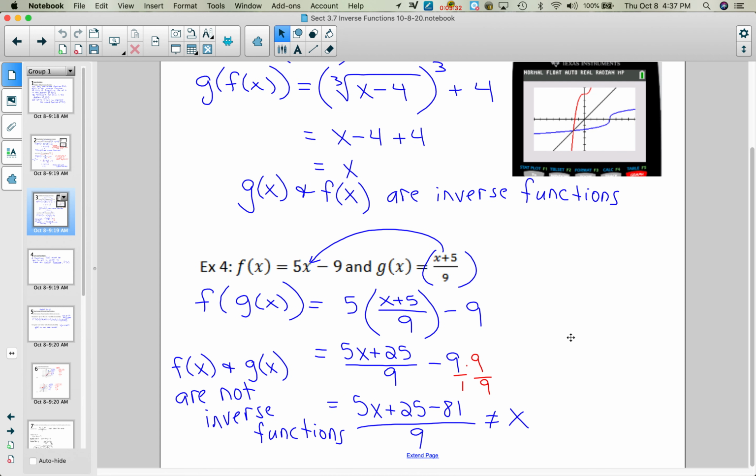Then for example 4, we had f of g of x, so I put g of x inside of f of x. Nothing cancels, so I multiplied by 5. And then I found a common denominator, which would be 9, so this became an 81 over 9. And I could tell that I'm not going to get x. Even if you don't work it out to simplify it, you can see it's not going to cancel, you're not going to get x. So that means that f of x and g of x are not inverse functions.